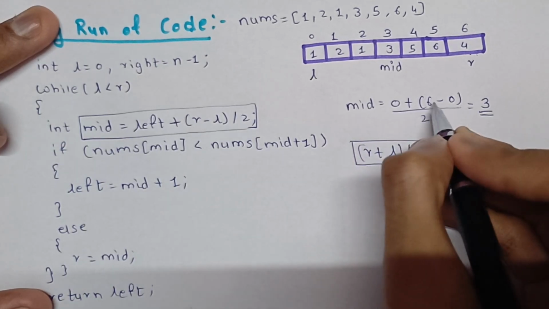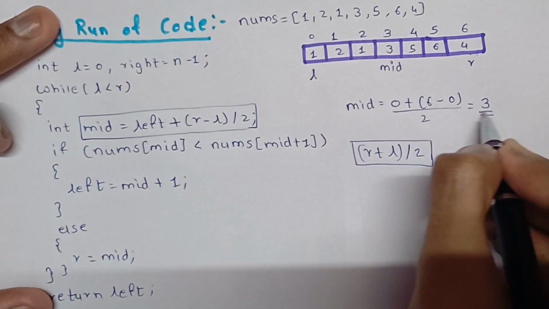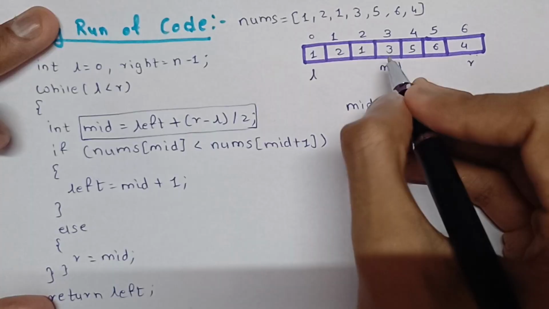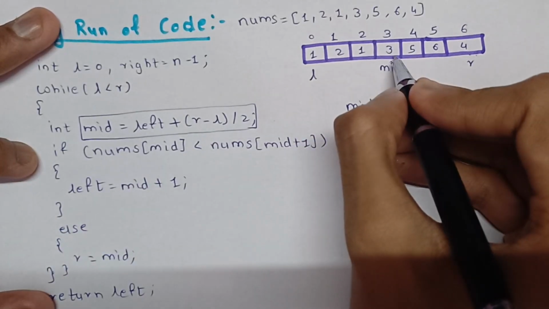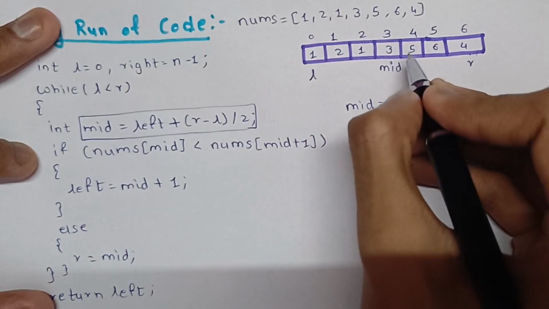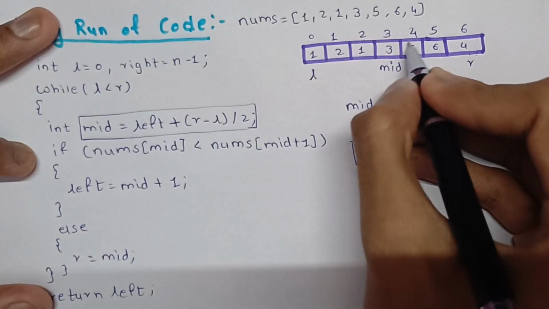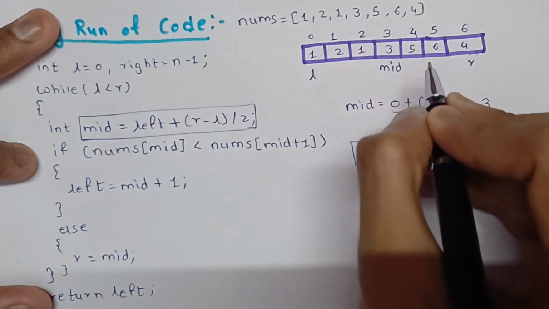Left is 0, right is 6, so 6 minus 0 divided by 2 gives 3. Mid will come here. Now we will check if nums of mid is less than nums of mid plus 1, which means 3 is less than 5. Yes, it is less than 5.